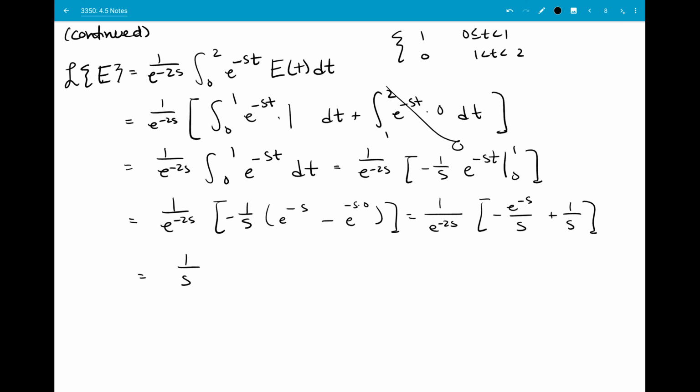So I guess we could pull out that common 1 over s, and then we're just looking at 1 minus e to the minus s, all divided by e to the minus 2s. And maybe you could simplify that further, but I'm going to go ahead and say that that's good enough right there.